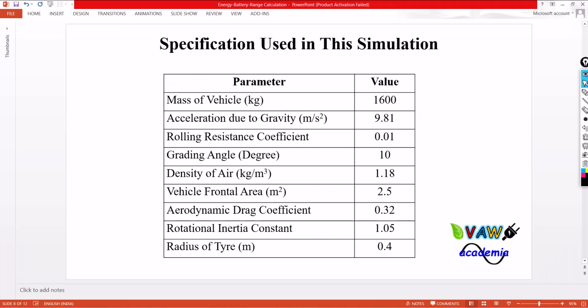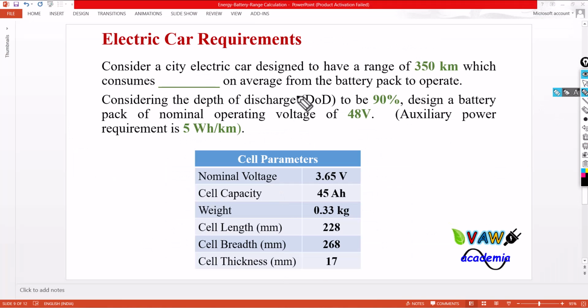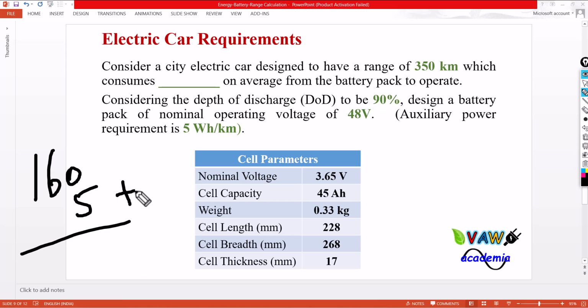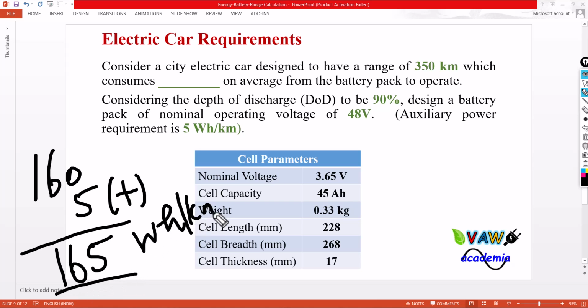So now I'm going back to the PPT. Now we look at this. Consider a city electric car designed to have a range of 350 km, which consumes 160 watt hour per kilometer on average from the battery pack to operate. Now, it's a very important thing. The vehicle's energy consumption is 160, the auxiliary power requirement is 5. You have to add it. So totally it requires 165 watt hour per kilometer. This is for 1 kilometer.